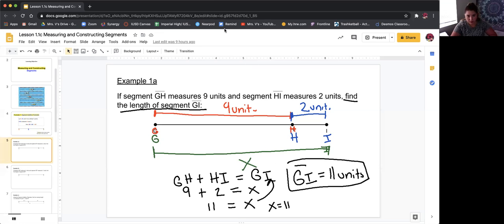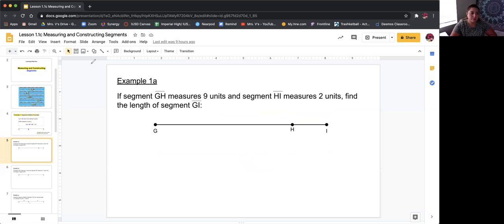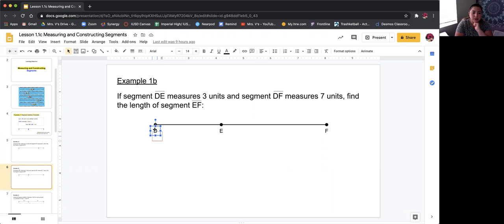You can pause the video if you need to write this down. Next example, example 1B. It says that segment DE measures 3 units and segment DF measures 7 units. Find the length of segment EF. So let's identify again what we have. We have DE, here's D, oops.